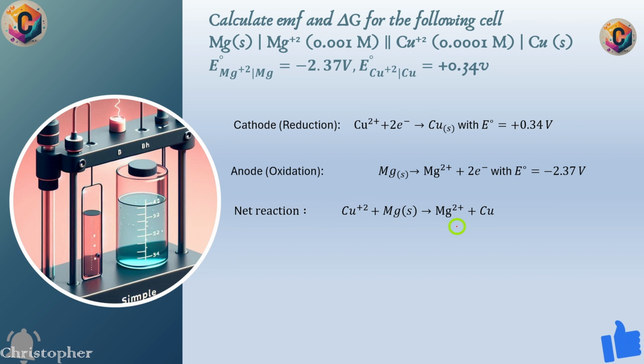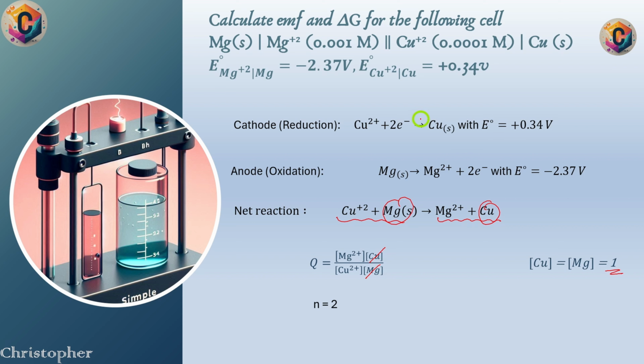You may have the question why we are writing net reaction. This is written to find out Q value. Got it? So to write Q value, I need to know what are the products we have and what are the reactants we have. So here the products are Mg plus 2 and copper, and the reactants are copper plus 2 and Mg. Since copper and Mg are solid in state, the activity is going to be considered as 1. So I'm going to have 1 in the place of copper and in the place of Mg. And look at this reaction. The number of electrons involved here is 2.